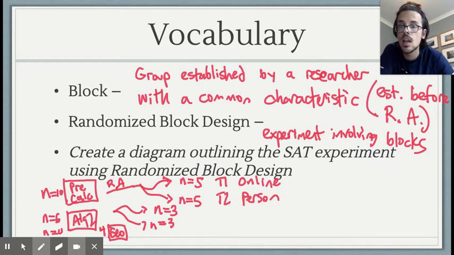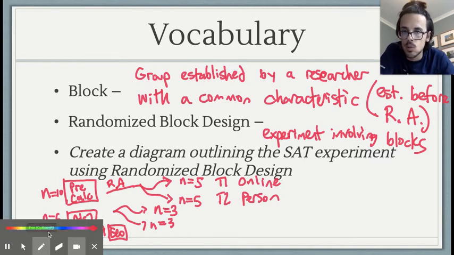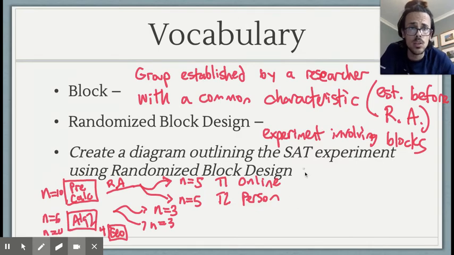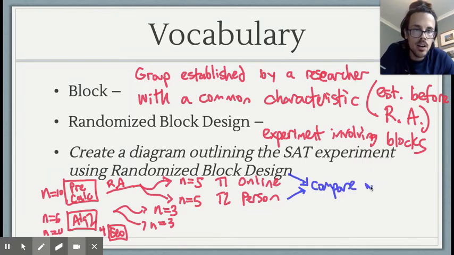Now, one more thing, because I'm not writing this whole thing out here for my experimental design, but after you get your results, so after they take their class, when you make your comparison, what you're going to end up doing is comparing within the block first. So compare within the block.